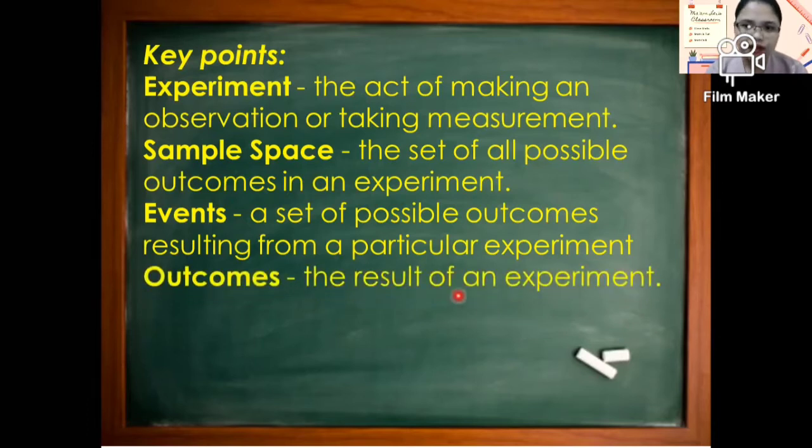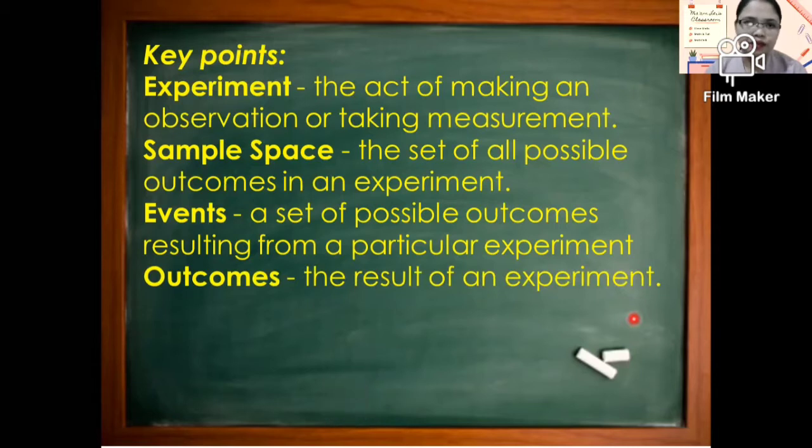Outcomes, the result of an experiment. Halimbawa, nag-roll na tayo ng die. Ang kinalabasan halimbawa ay 2. Pero kanina, ang pinakita natin ay 5. Kasi isa yun sa mga possible outcomes ng ating experiment. Pero itong pinakita ko naman outcomes, the result of an experiment. Yun nga, sinabi ko, nung nag-roll na tayo ng die, ang lumabas na ay 2. Therefore, that will be the outcome.